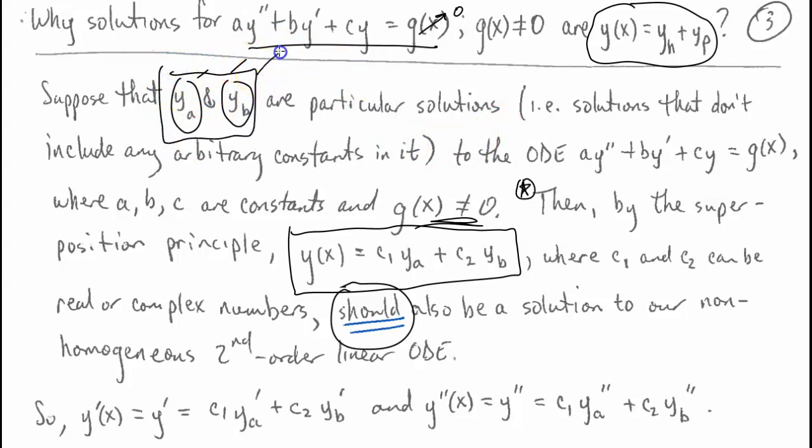These satisfy this equation here, where of course this g of x is not equal to 0. And we assume that, of course, linear combinations of these will also be solutions as well. So if that's the case, we can actually find the first and second derivative of what we're proposing the general solution would be, and it should work out.